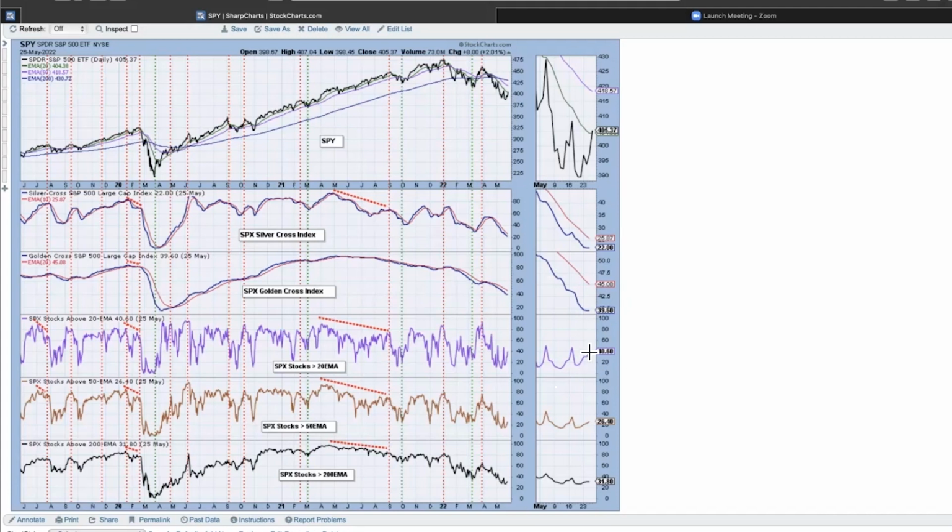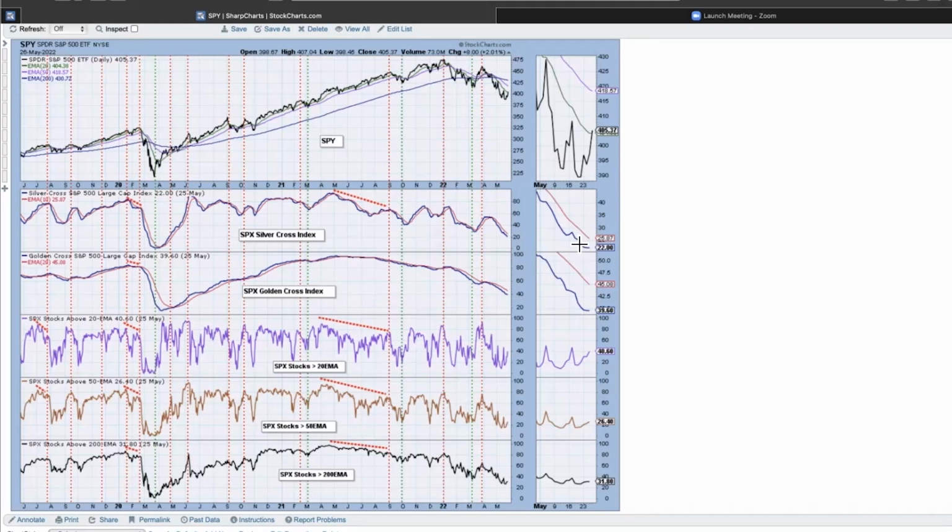So, for example, we have a short-term bullish bias, a somewhat bullish bias. That is because we have more stocks above their 20-day EMA than we have stocks above their 50-day EMA. So that shows you that there is improvement going on within this particular index, which happens to be the S&P, our benchmark. Now we compare those Silver Cross and Golden Cross indexes to those percentages.